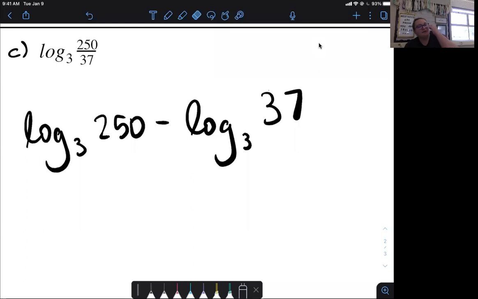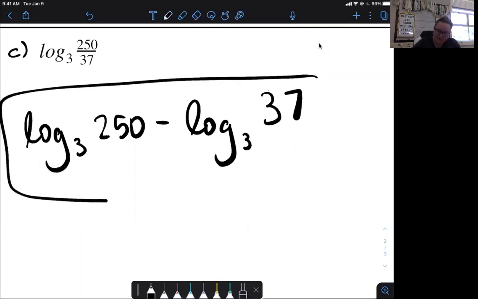All right, so I bet you got the log base 3 of 250 minus the log base 3 of 37. Well, I would accept this answer as your final answer. I have no problem with this answer.